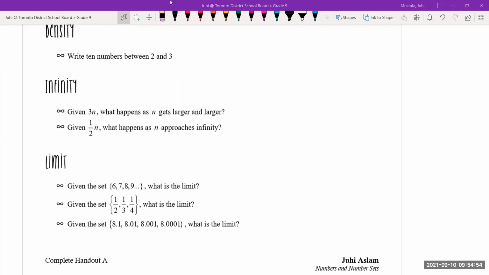So let's take some of these up. Can I get someone to tell me the 10 numbers you wrote between 2 and 3? What numbers did you guys write? Manat? Yeah, so I guess the easiest ones in this case would just be 2.1, 2.2, 2.3, et cetera. Did anyone get a little creative with this and think of something else? No, everyone just picked the exact same ones.